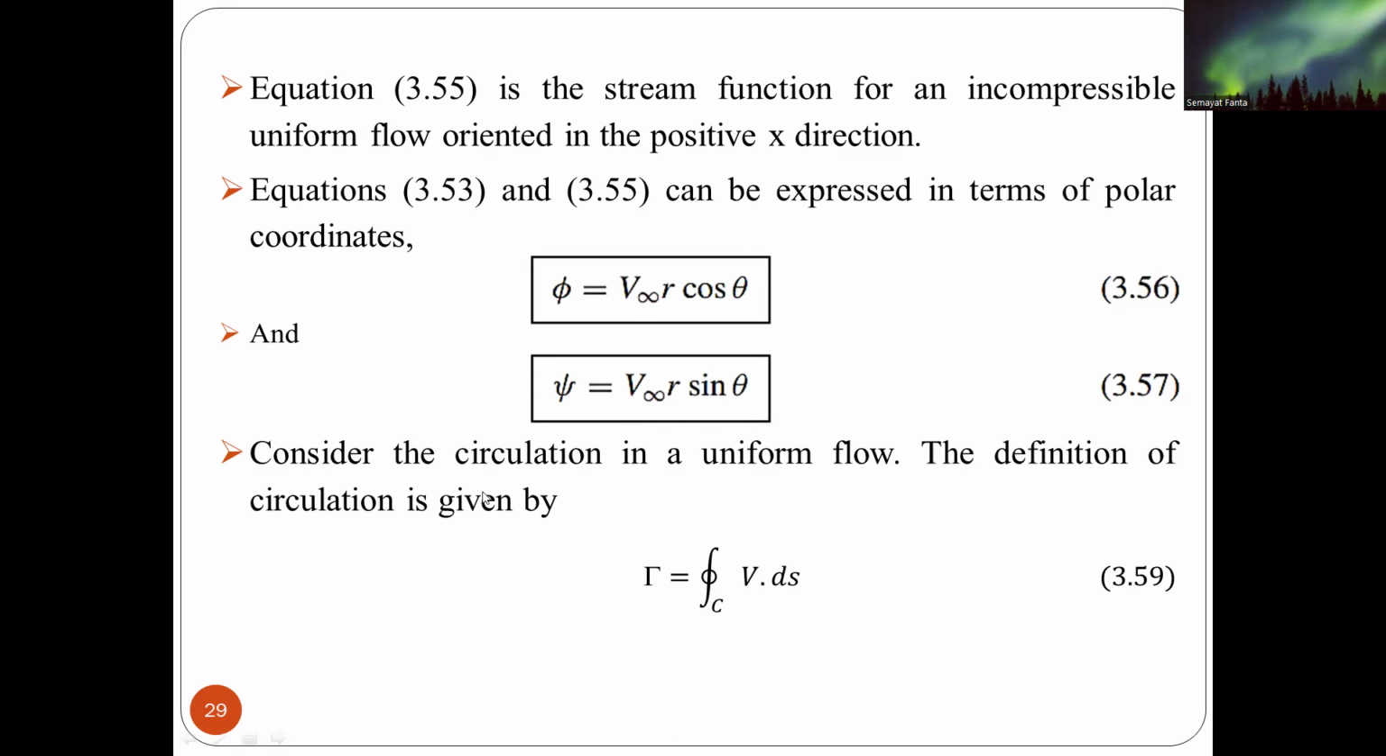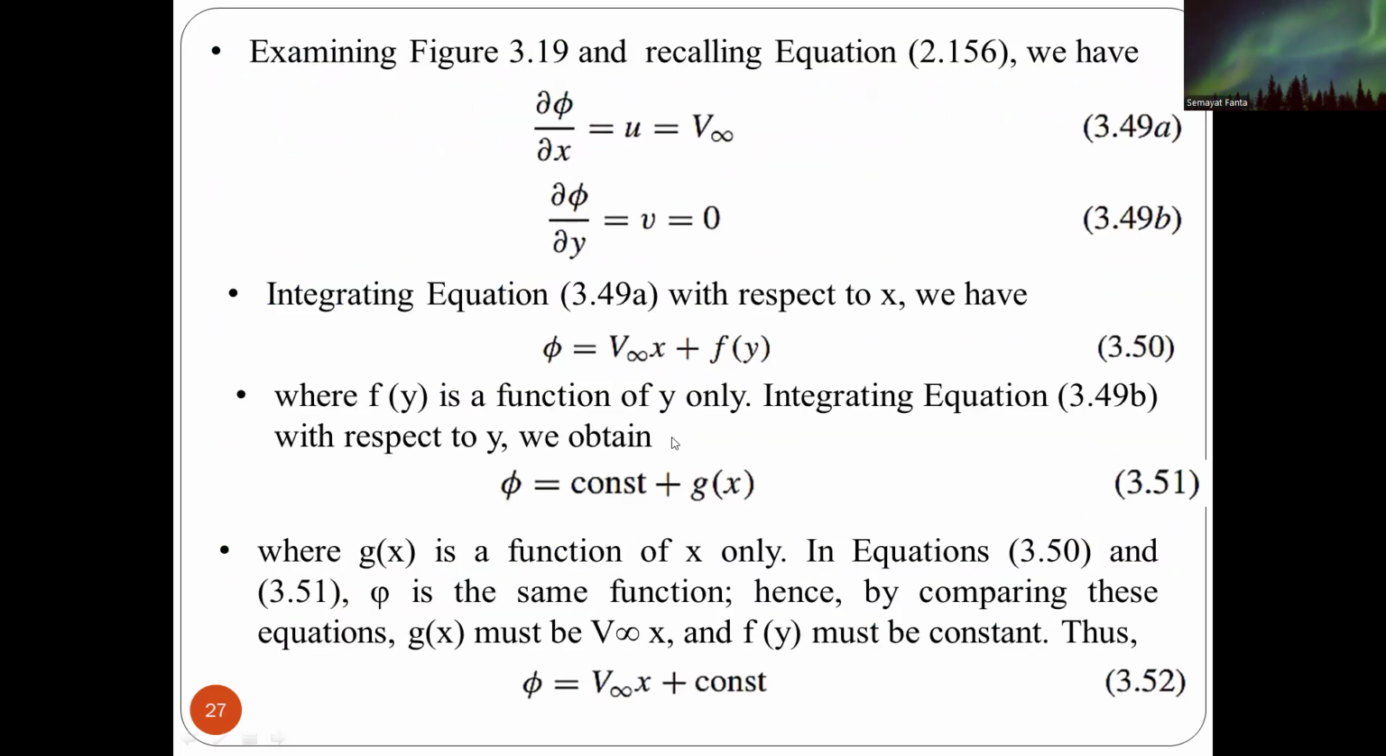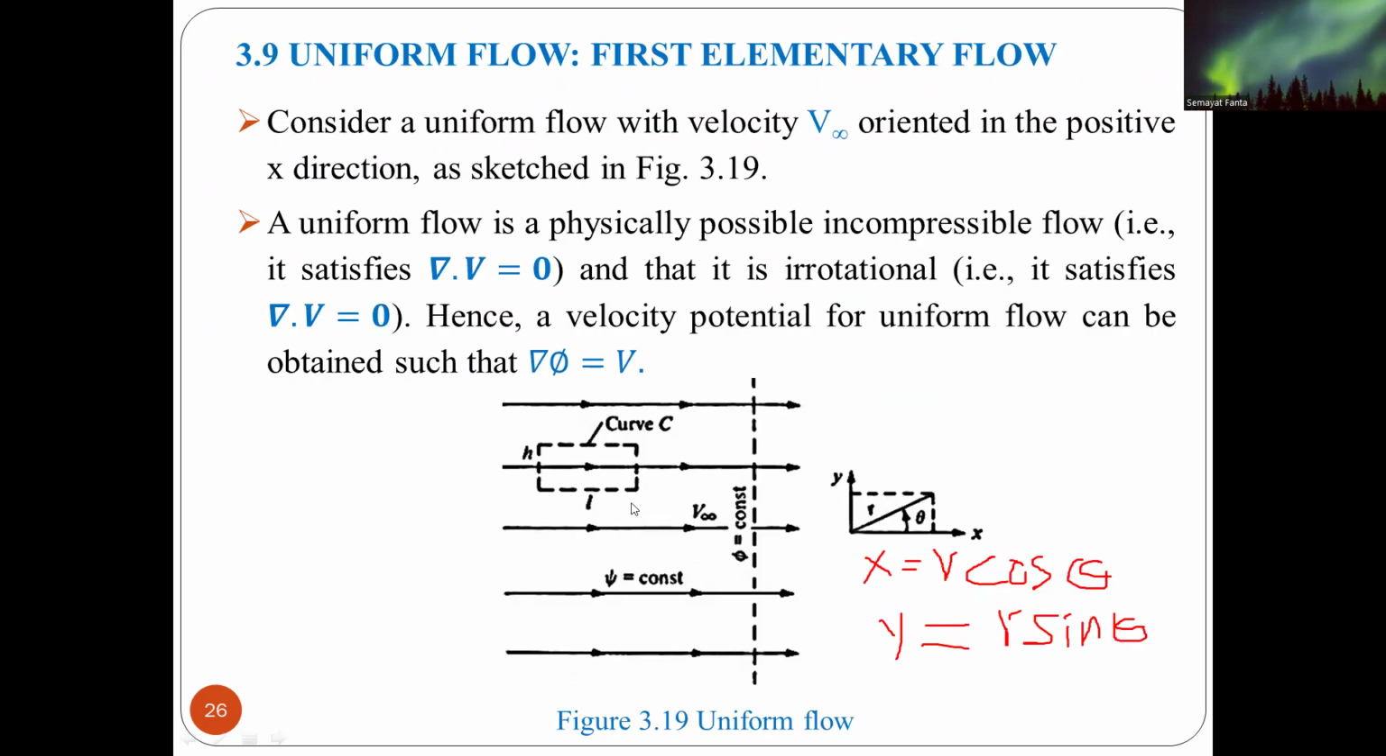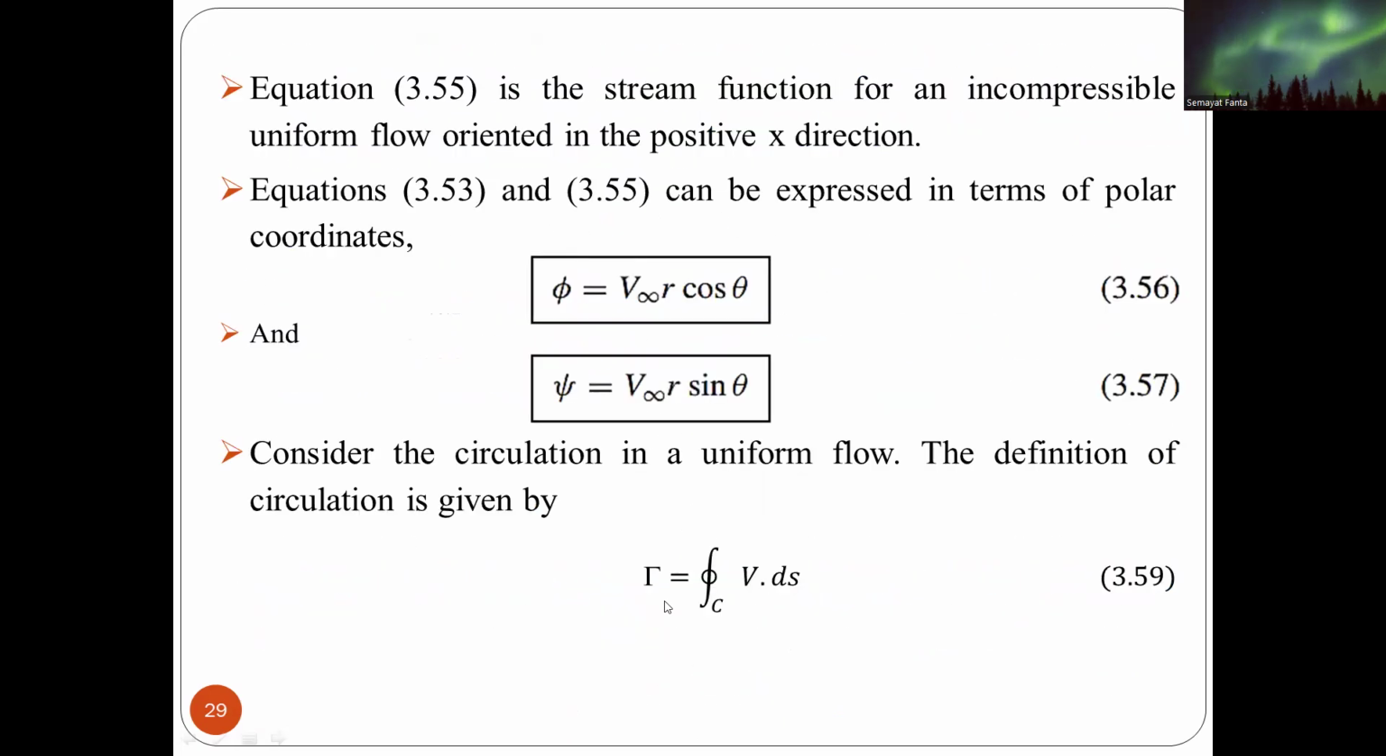The definition of circulation from our previous chapter is that circulation is equal to the closed integral of V dot ds, for a given curve C. C is defining the curve. You see, this is some curve. This defines the whole path of the integration, and the velocity V is there along ds. So this is the circulation in uniform flow.